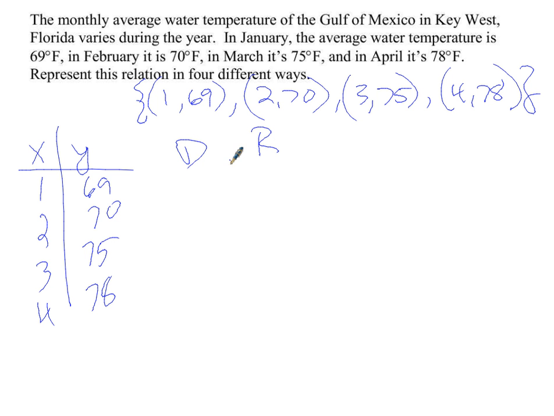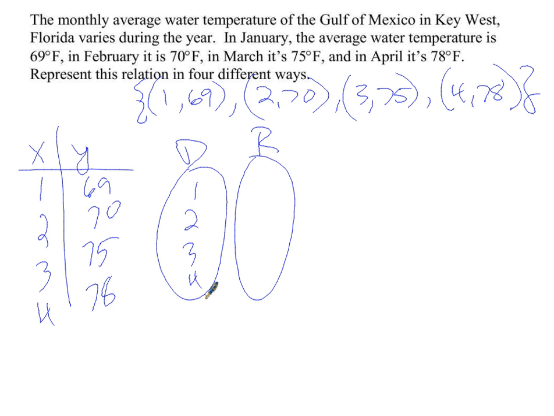Mapping. One, two, three, four. Range. Okay. Arrows. Straight across, right? There are no double ups here. So those arrows go straight across. That's your third way to represent this. Fourth way would be, since we don't have a graph here, let's do the D equals and the R equals.